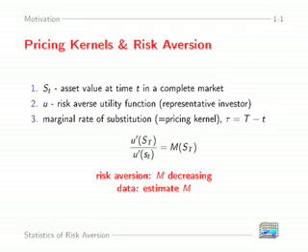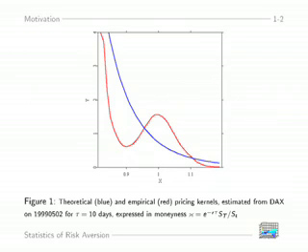We use German data from the DAX index, and in this picture we see the DAX on May 2nd, 1999, for a maturity tau of 10 days. The red line is the estimated marginal rate of substitution, or the estimated pricing kernel. On the horizontal axis we have the value of our asset, the DAX index, expressed in moneyness scale. And the blue line is the theoretical pricing kernel with a concave utility function. So we see here that the empirical pricing kernel is not decreasing across all values of strikes, across all values of the asset.